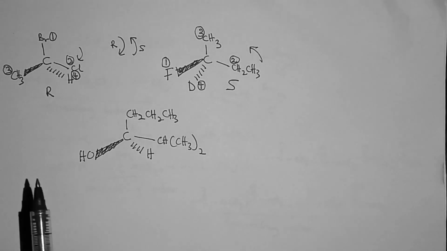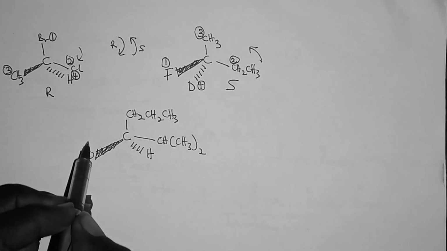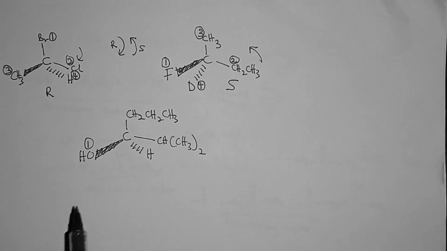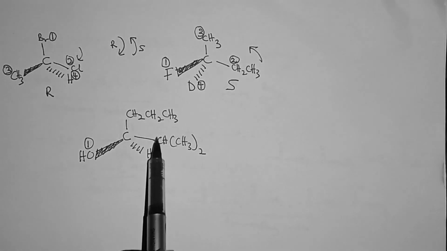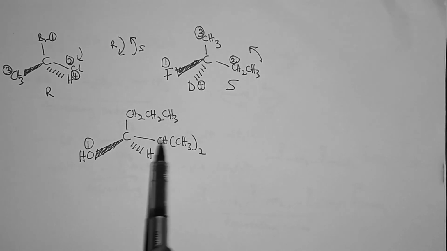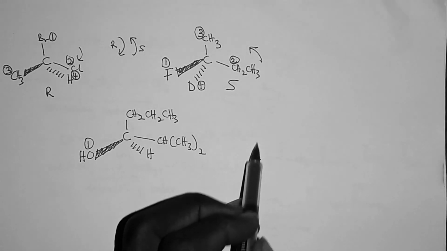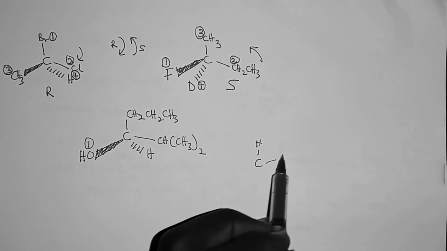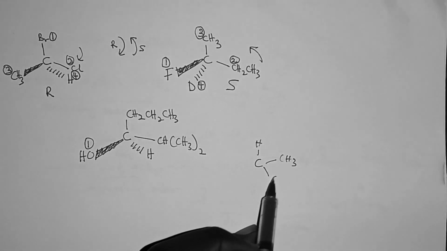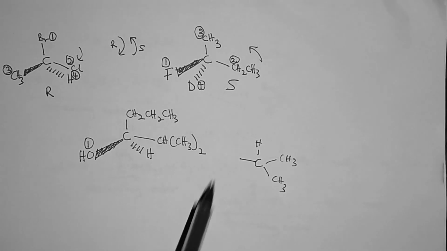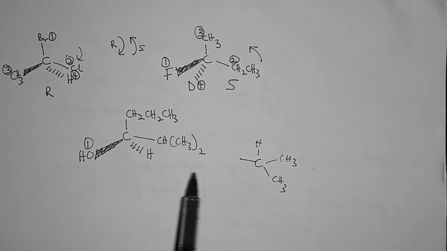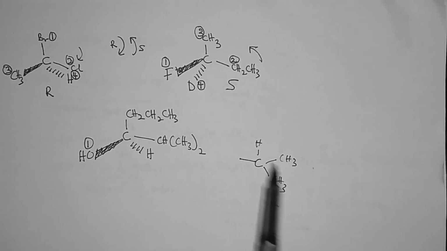What is the configuration of this molecule? So first, oxygen becomes number 1, and then second, you can see that this is a CH2. However, this is a CH. If we were to expand this side, it will look like this. A C bonded to a proton, that is bonded to a CH3, a CH3. So you can see that this looks more or less like an isopropyl group.